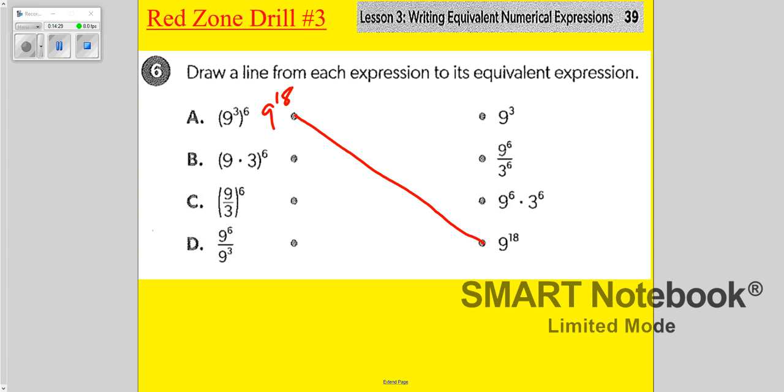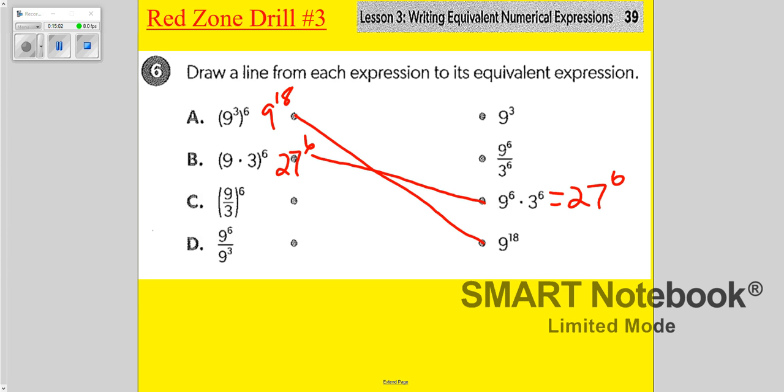I look at the second one, and in the parentheses, it says 9 times 3 to the 6th power. Well, I could simplify that in parentheses, so that can actually be 27 to the 6th power, because 9 times 3 is 27. And I look at the choices, and choice A, this first one, definitely is not it. The second one also is definitely not it, so it must match up with this one here. We didn't learn that rule because it doesn't come up much, but that is a rule. Yeah, this one's also 27 to the 6th power.